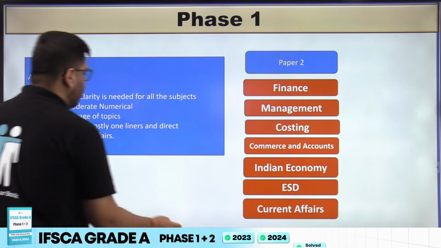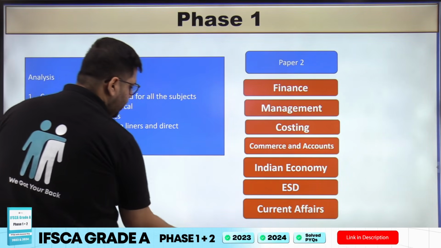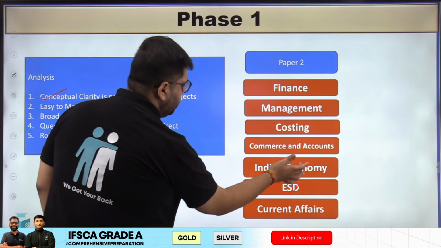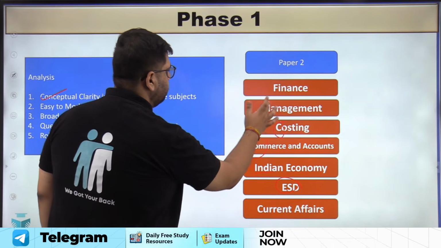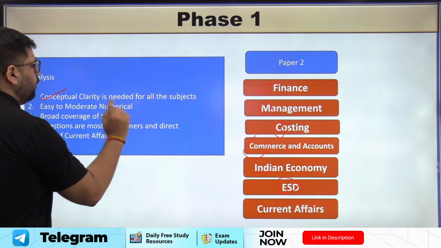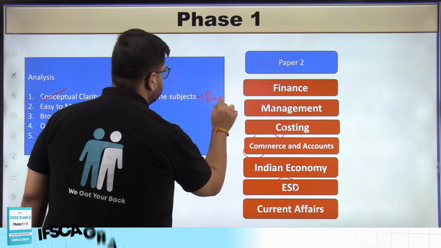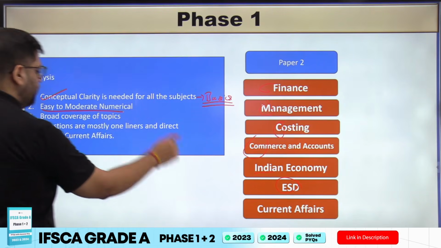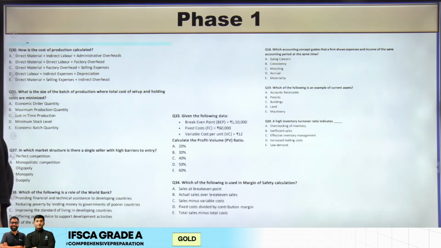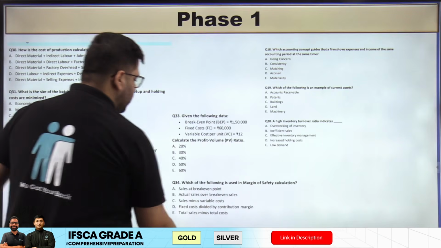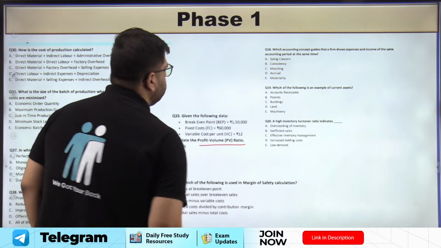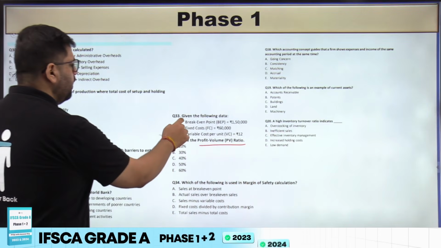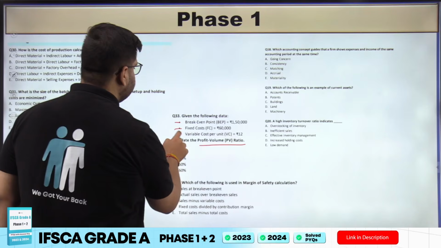Now, the first point I have discussed is that conceptual clarity is needed for all these subjects, even Indian economy, economic and social development, commerce and accounts, costing, and management. This point is common for everything. So focus on your basics. Then only I think you have a good chance of moving ahead from phase 1 to phase 2. Then easy to moderate numericals. For example, on the next slide I have questions: see this question, where they are asking you data related to the profit PV ratio, the profit to volume ratio. There is one formula for PV ratio. You apply that formula, as the different details are already given to you.